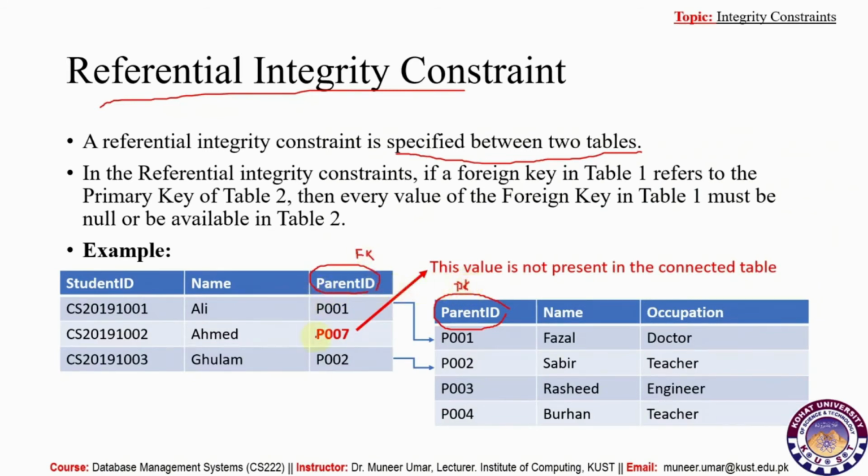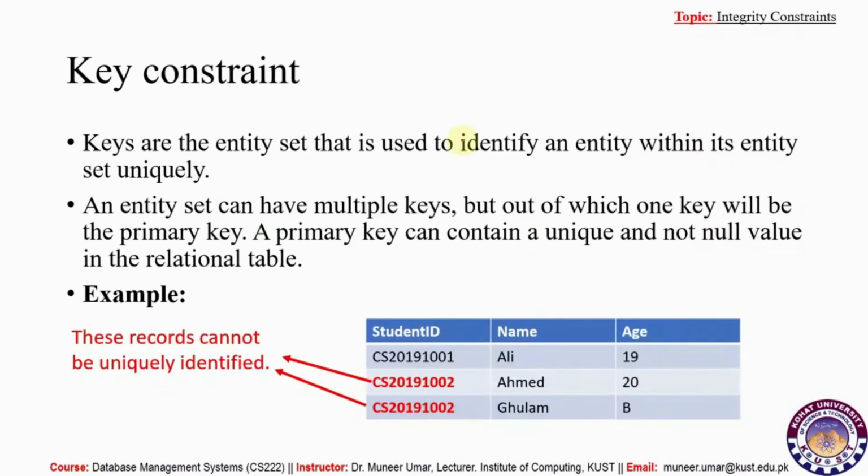Else, if we have some values which cannot be referred in the second table's primary key, then we would say that there is some sort of violation. Now if we look into this table, here we have a value which is not present in the connected table, so this is wrong. We can either provide null or we must provide a value that is present in the connected table.